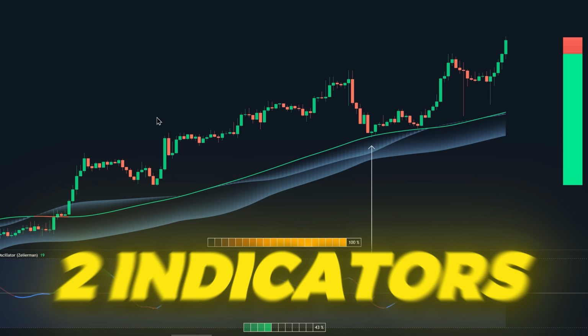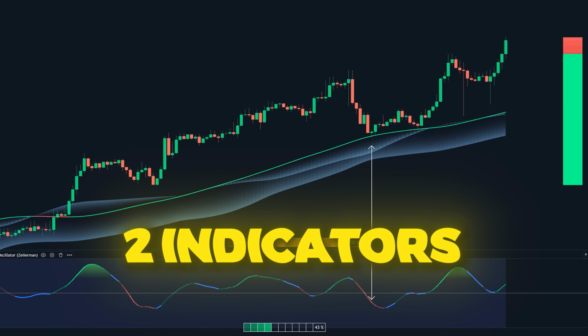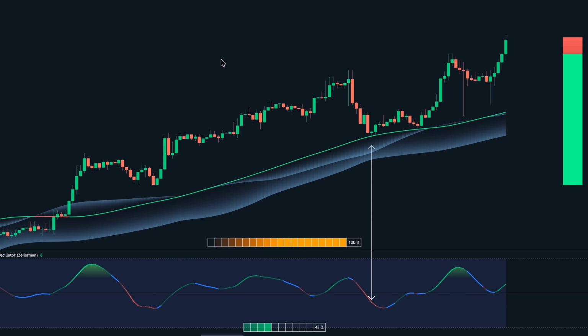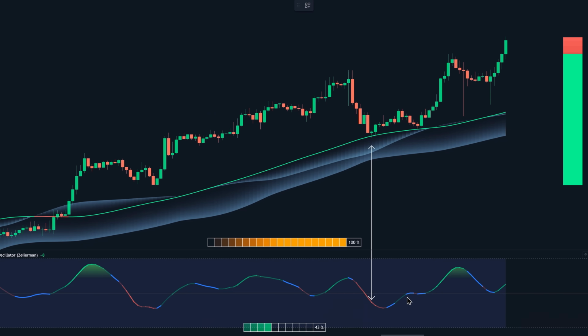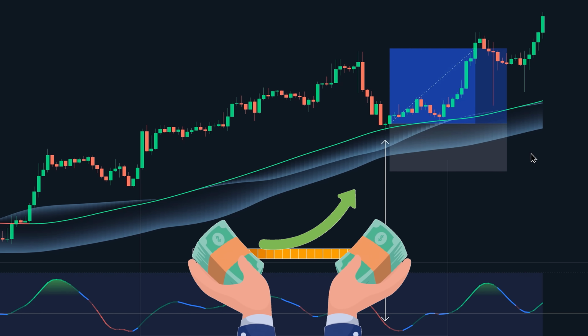Right here we have two indicators that complement each other to produce super accurate buy and sell signals. For example, right here we had a pullback entry because the price pulled all the way back and touched the green trend ribbon with a wick. Now, to confirm that this signal is valid, we have to ensure that this oscillator is under the zero level, which, as we can see, it was. Looking at this trade, we can see it was indeed profitable.